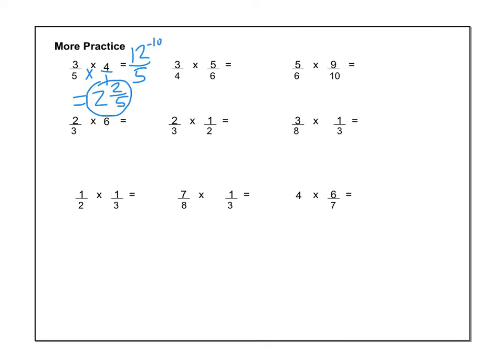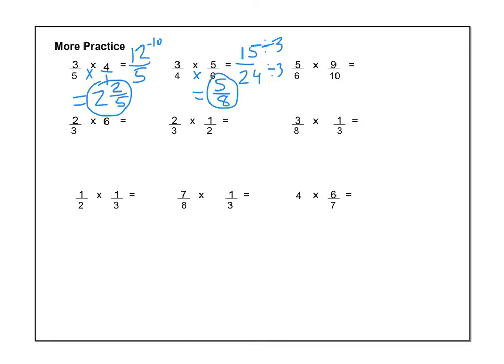For the next one, we have 3/4 times 5/6. So 3 times 5 is 15, and 4 times 6 is 24. So we have 15 over 24. Now 15 and 24 have a 3 in common, so we can divide both by 3. 15 divided by 3 is 5, and 24 divided by 3 is 8, so our simplified answer is 5/8.